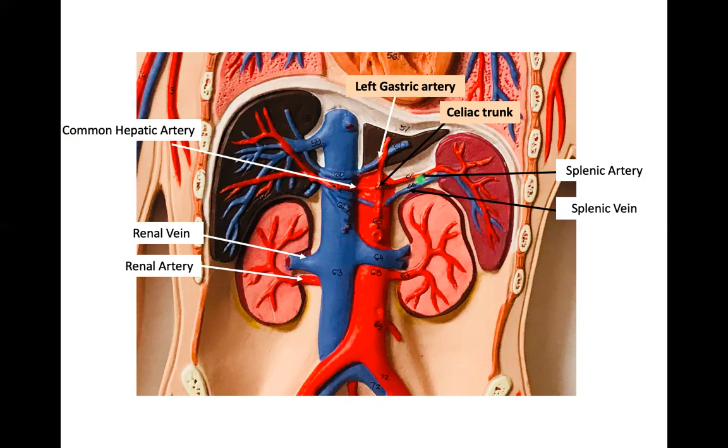Now, parallel to your splenic artery that's depicted in red, you have the blue one that is going to be emptying into the inferior vena cava, and that's called the splenic vein.